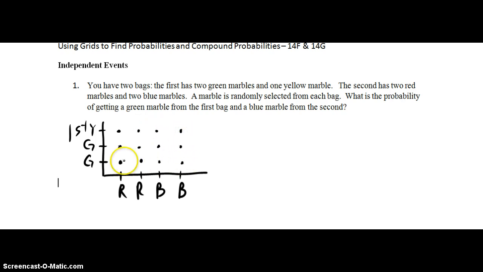So again, we fill in these dots to give us a representation of how many options we have. So you can see that it's 4 by 3, so there's 12 different possibilities, right? 4 by 3, 12 different possibilities.